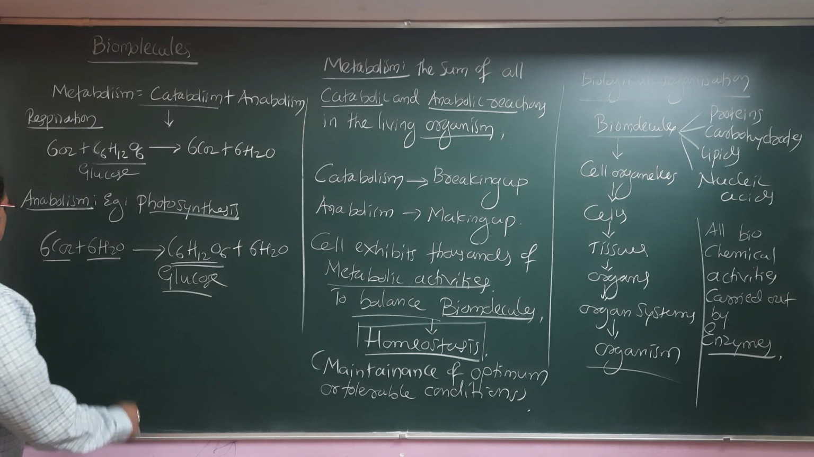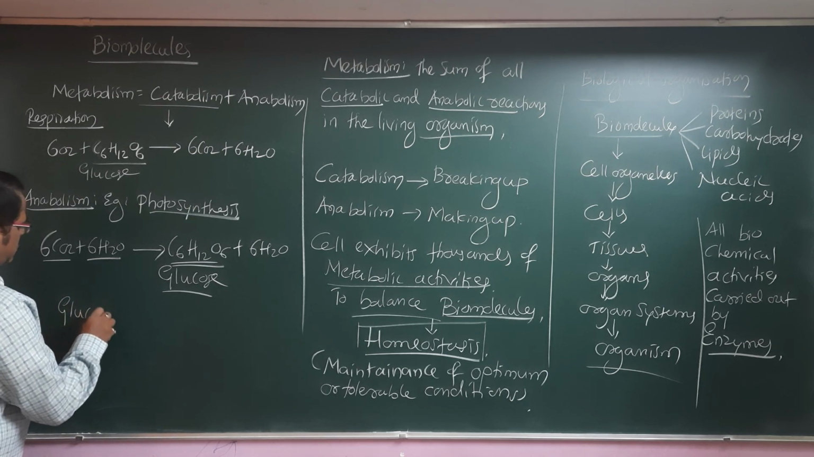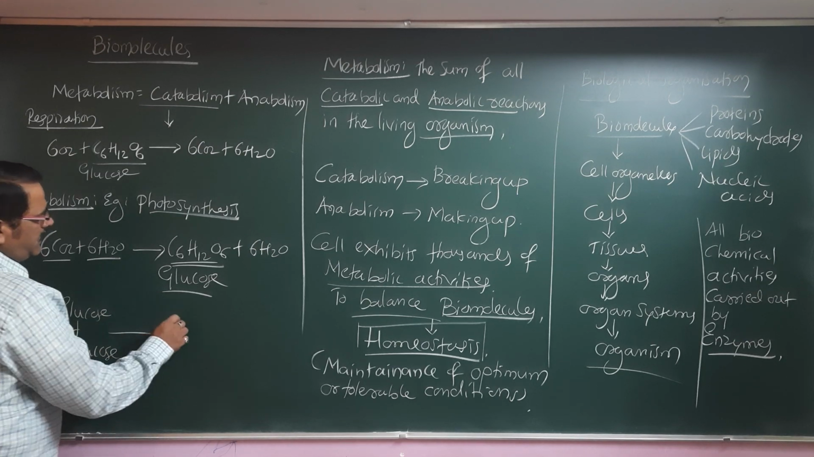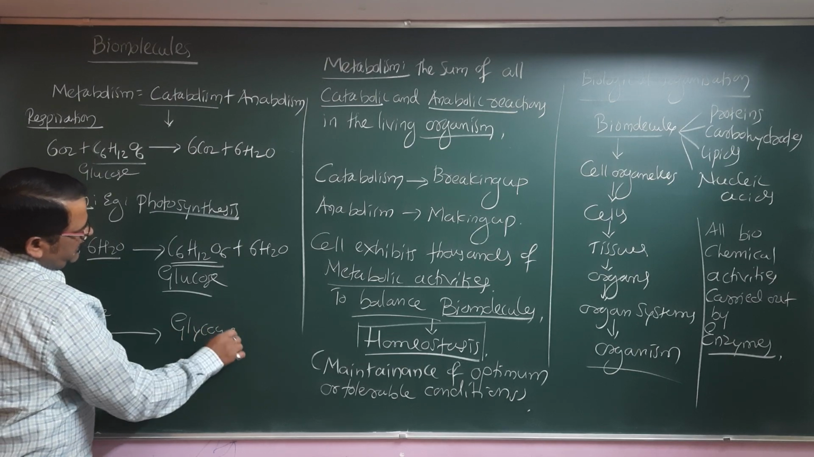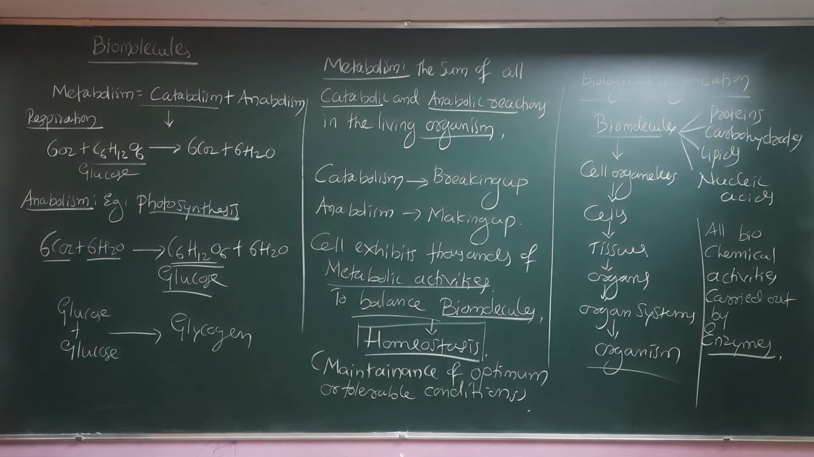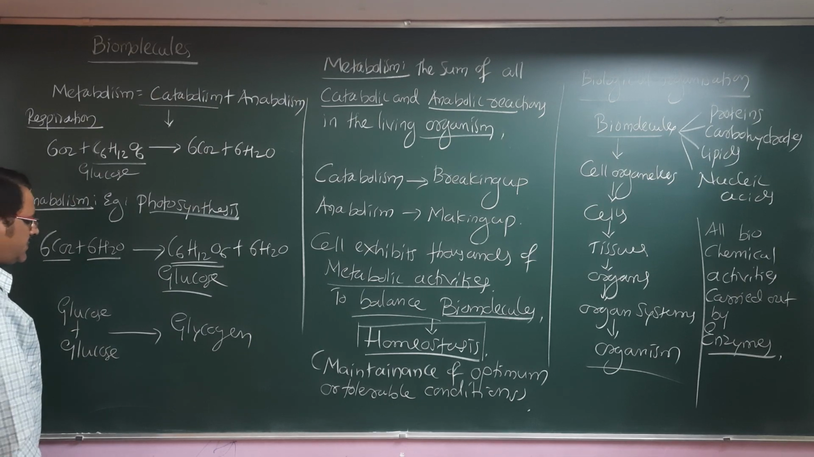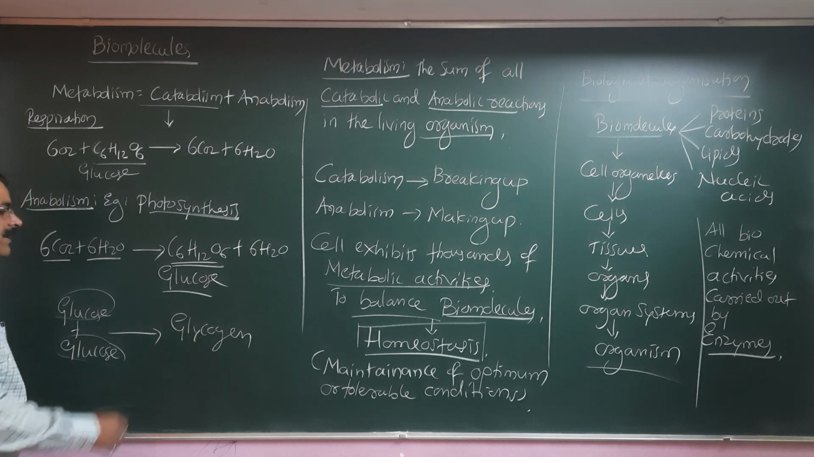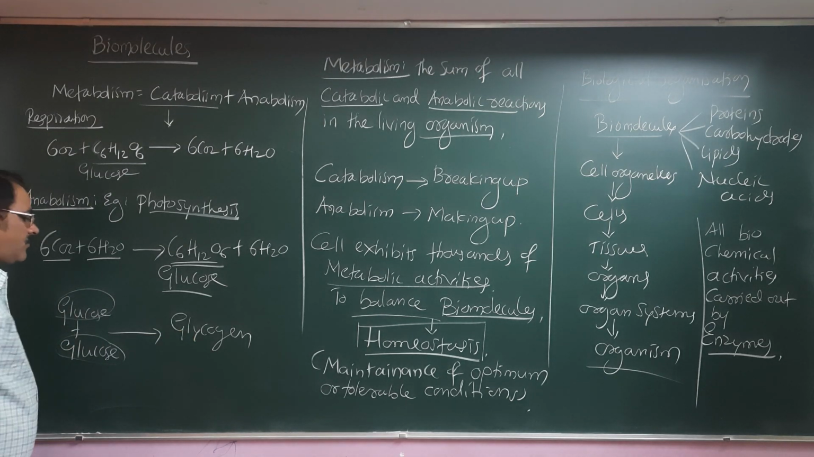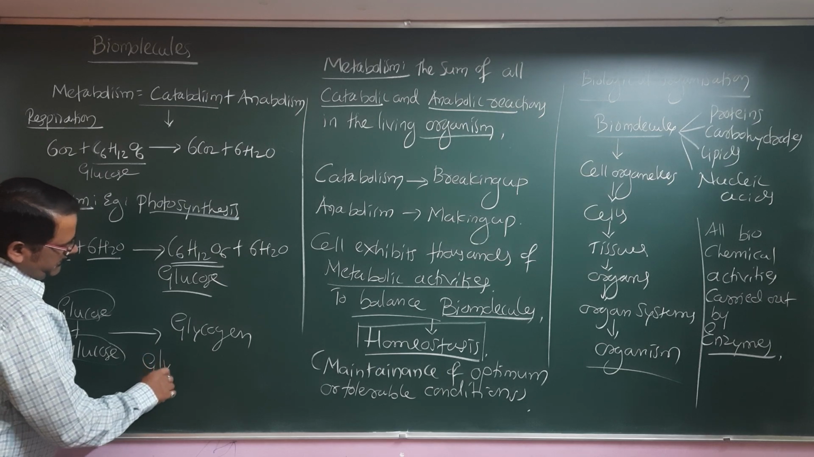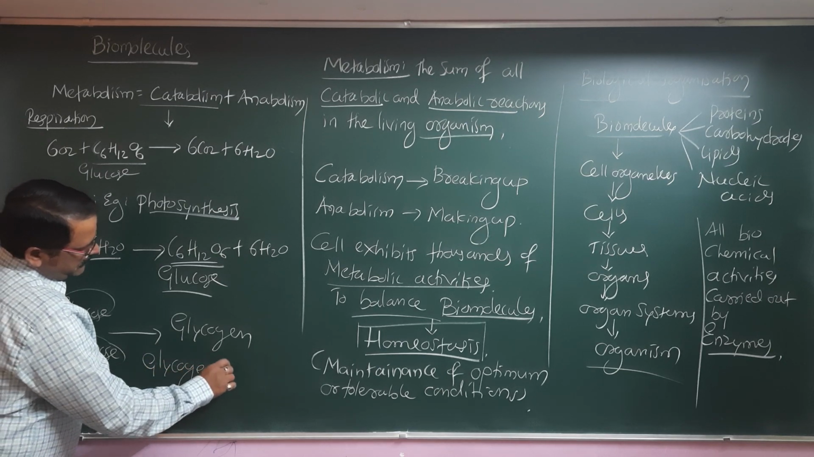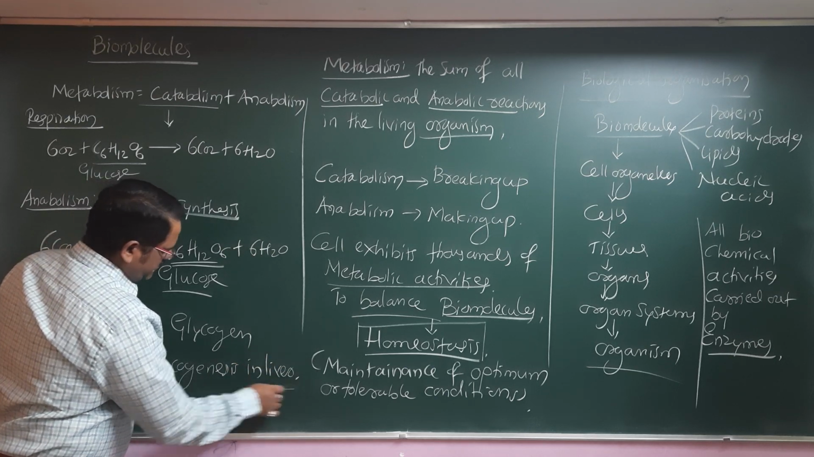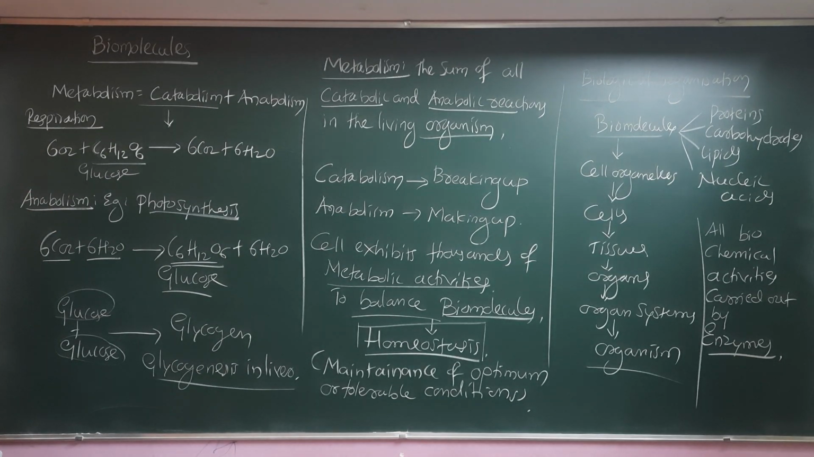Again, one more simple example. Glucose plus glucose forms mainly glycogen. This occurs in the liver. Glycogenesis we call it. This is also an anabolic reaction, because simple molecules like glucose and glucose are combining and forming glycogen. So we call it glycogenesis in the liver. This is what we mainly say are the anabolic reactions.